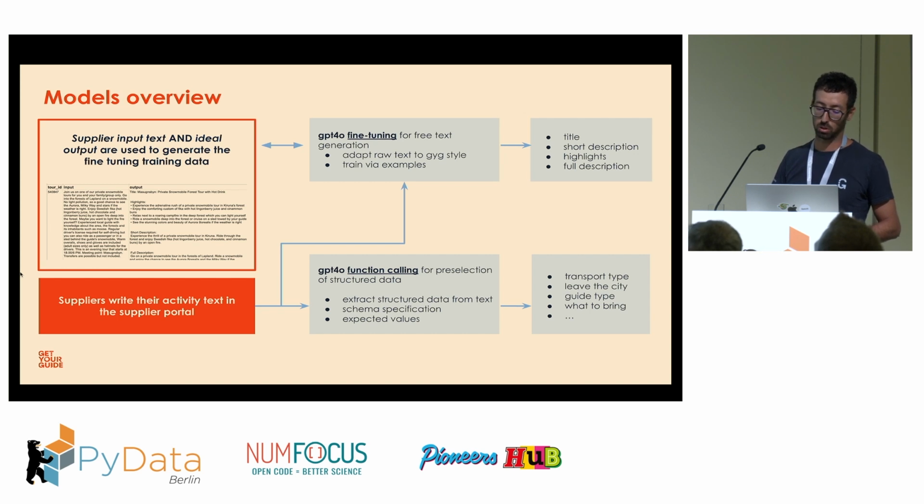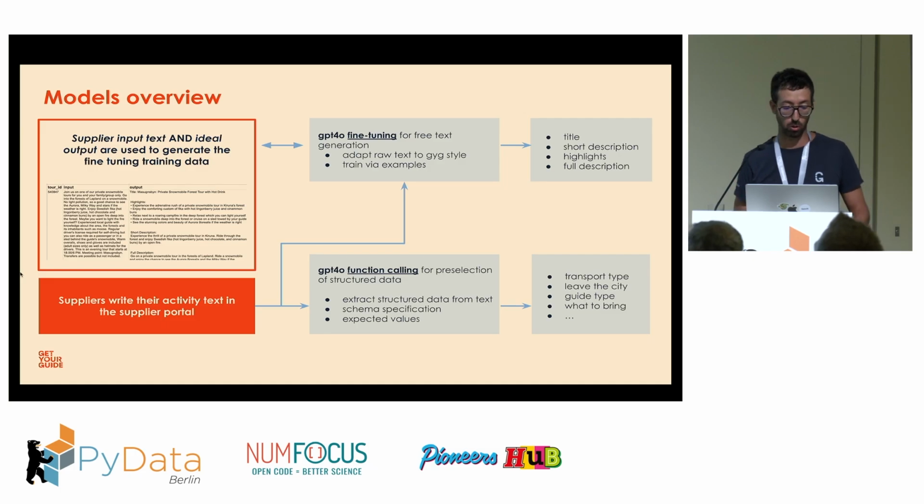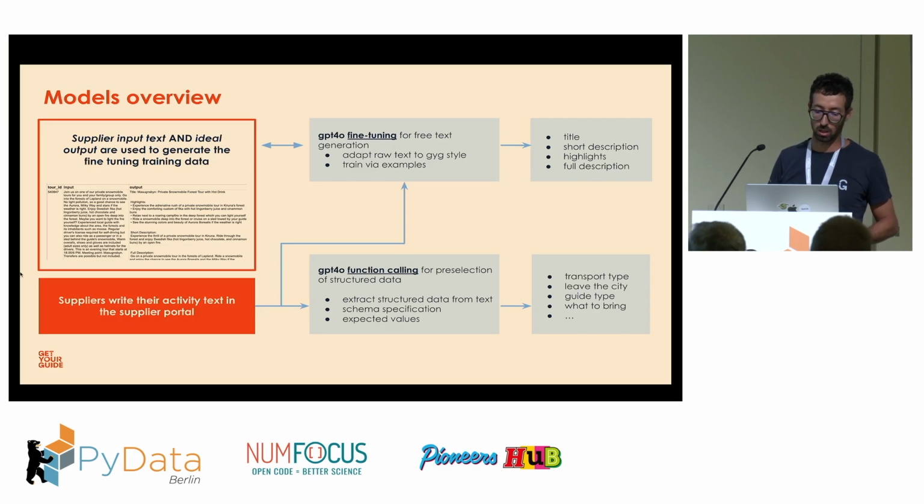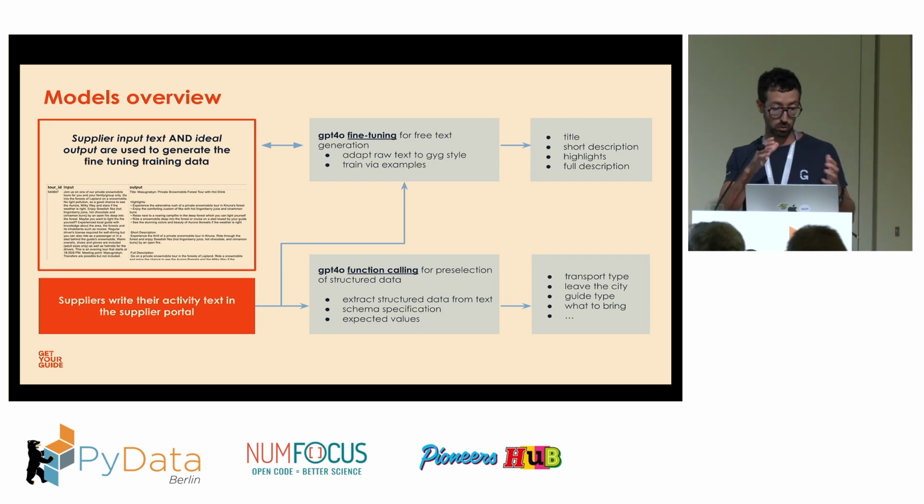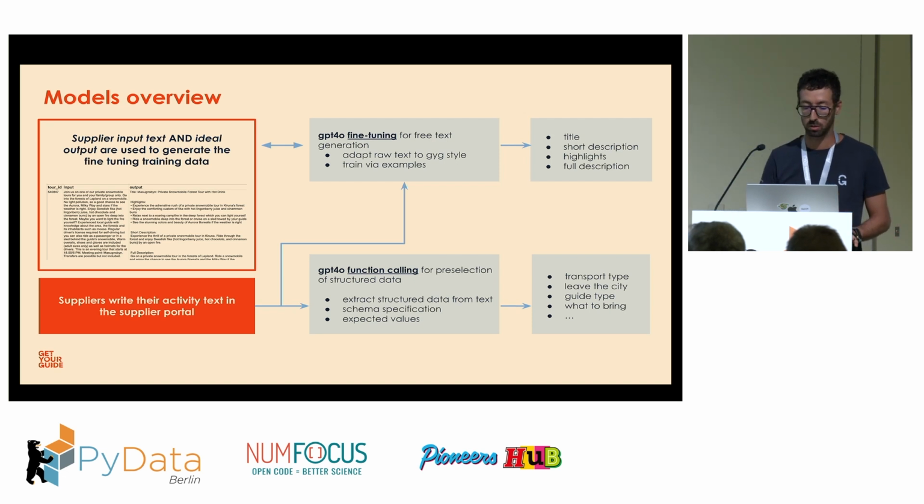It's also great because you can train the model by passing examples instead of setting the examples in long prompts. You can see an example here of what kind of data we pass to the fine-tuning algorithm. For each tour, we send two columns. The input is the raw text that suppliers pass in the text box, and the output is the text we want in GetYourGuide style with all the free text sections.